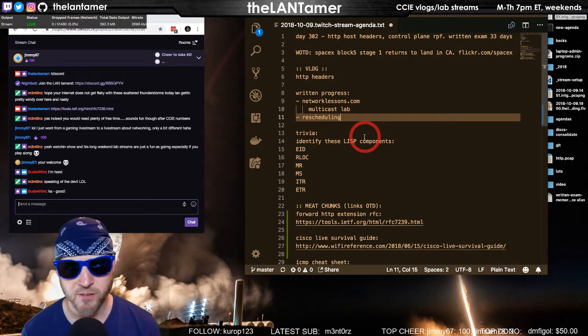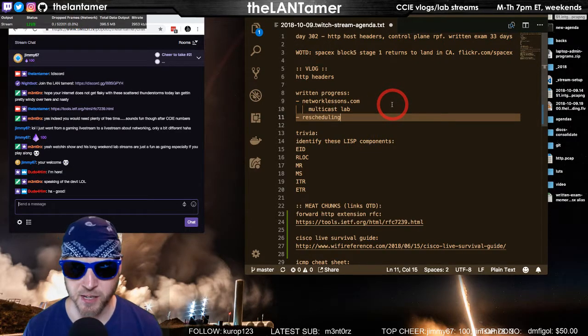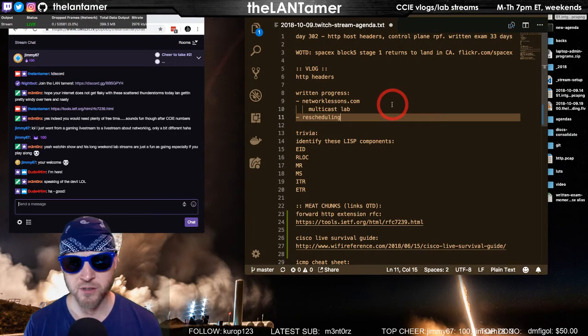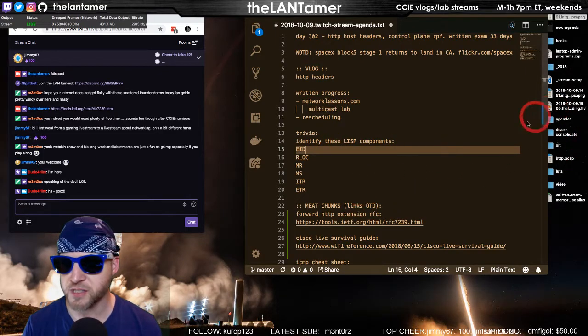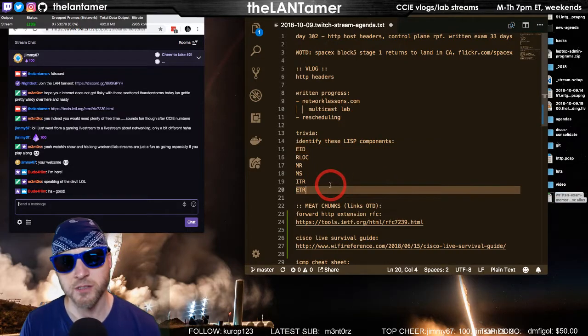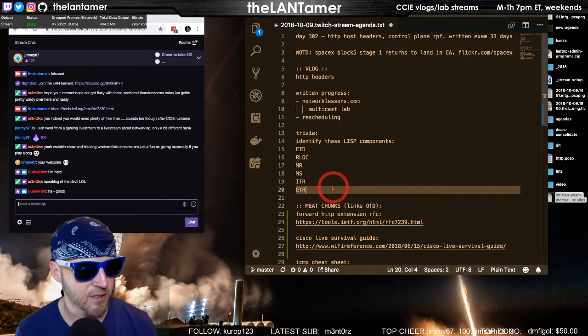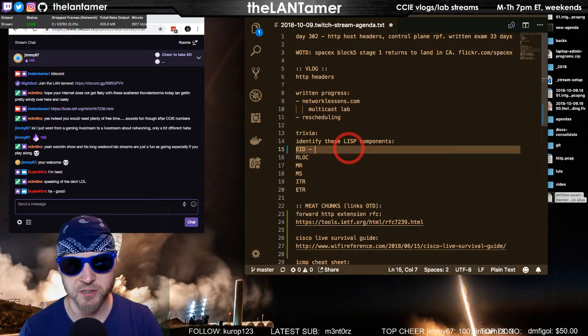Some trivia for tonight. Let's just talk briefly. I got 3 meat chunks and then the trivia. The trivia: identify these LISP components. So LISP is not part, as far as I know, of the lab exam blueprint. It is part of the written exam blueprint, so it's important to know some of the basics. I'm going to try to go through these. These are all in my written exam memory drill sheet, so you can look up some more detail there, of course. But in terms of these different acronyms, see if you know these.